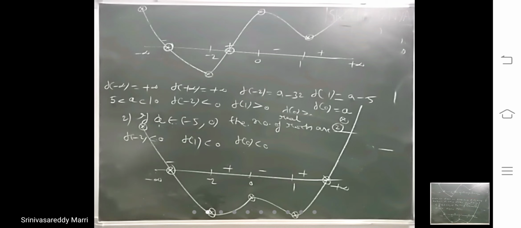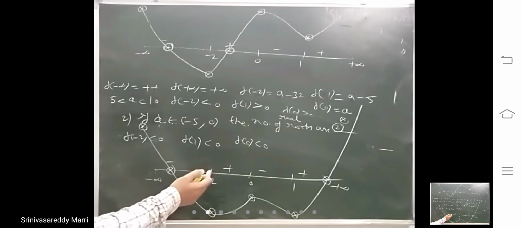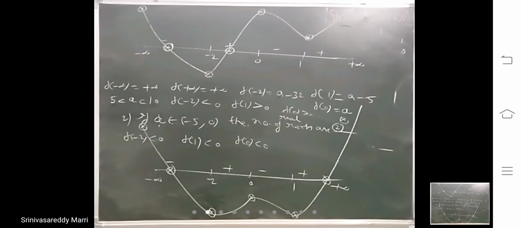Like that, depending on the a, not p. Depending on the a interval, you have to deal with it. Depending on the a interval, whether this is negative or positive will be decided. Accordingly, you must construct the graph.